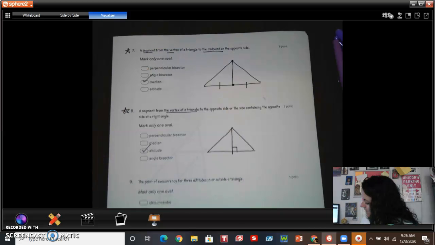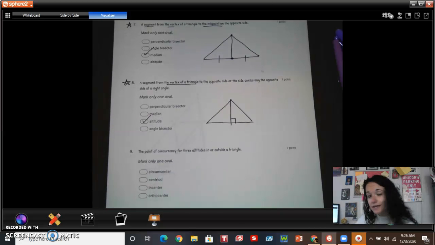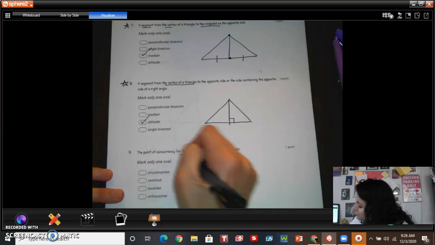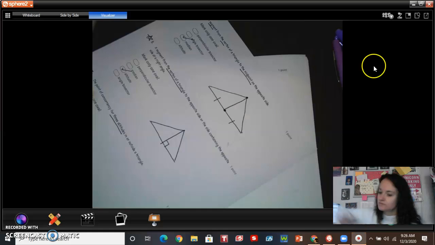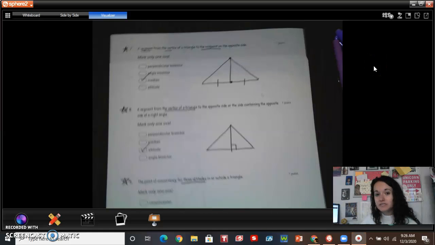Okay, it's in the tab board that we have. Point of congruency for three medians. This is known as a centroid. This one's the most important one because it comes with a whole bunch of formulas, but we're going to go over those later on in this review.